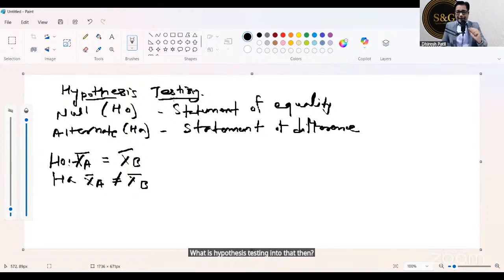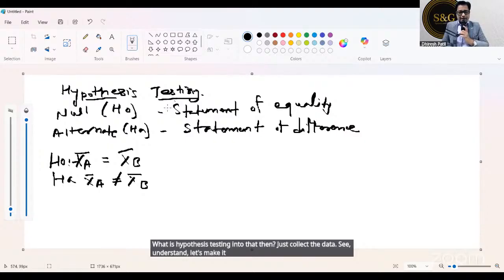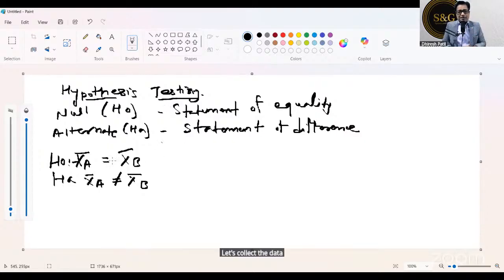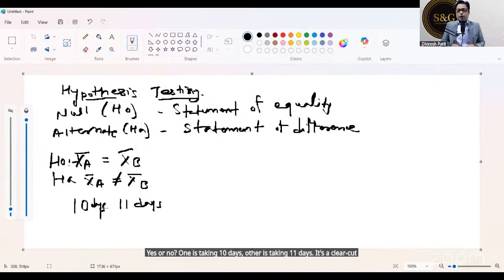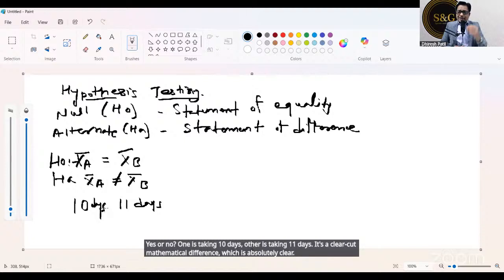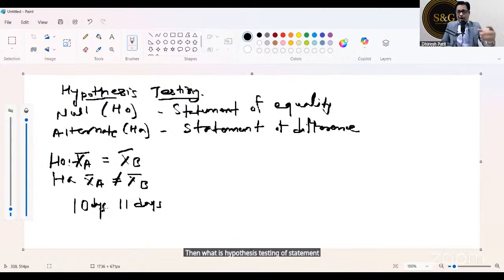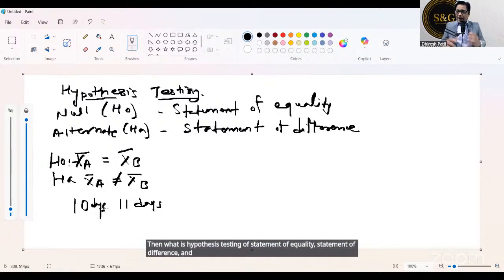Just collect the data. Let's make it simple. Let's say the first vendor is taking 10 days and the second vendor is taking 11 days on average. So it is clearly evident, no? There is a difference, right? One is taking 10 days, the other is taking 11 days. It's a clear-cut mathematical difference. Then why is hypothesis testing of statement of equality and statement of difference required? It's very simple mathematics which we learn in 5th and 6th standard.